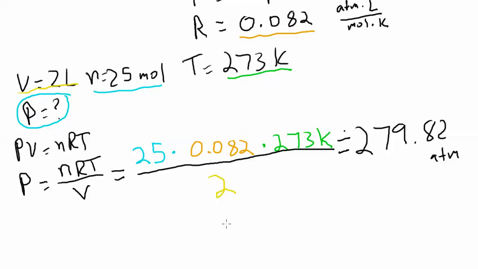So, that's basically all you do. You identify the numbers that you have to put into the formula. You solve the formula for the variable you're trying to find. You plug your numbers in. You enter them into the calculator correctly, and away you go. So that's it. That's how you solve problems using the ideal gas law.